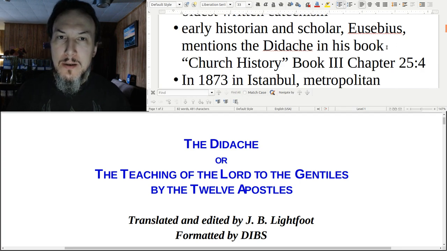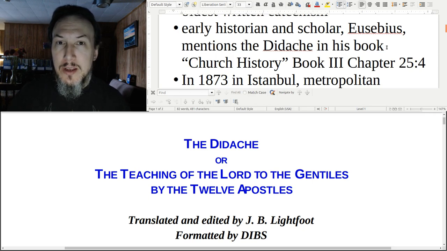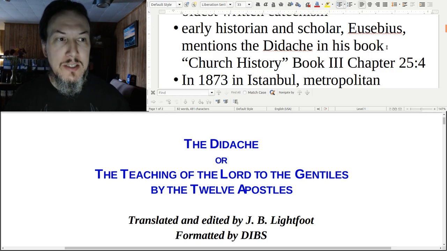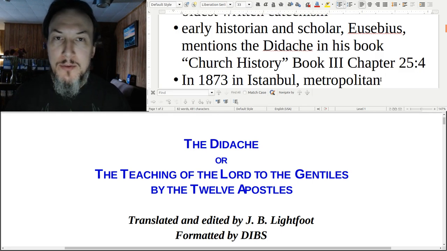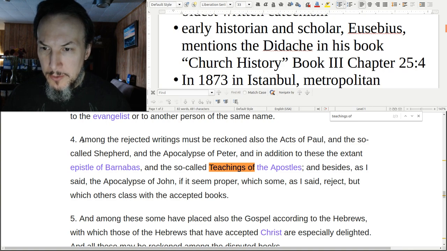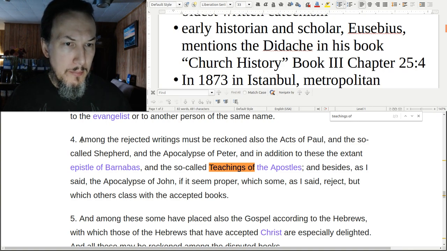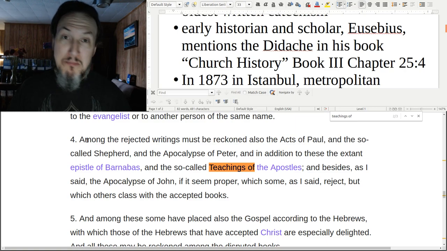Now, there is a man by the name of Eusebius, who lived in the fourth century, and he is an early historian and scholar. He mentions the Didache in his book called Church History, in the third book, chapter 25, verse 4. Let's look at that very quickly here. This is his work down here. Again, Church History, Book 3, Chapter 25, Verse 4, written by Eusebius in the early 4th century.